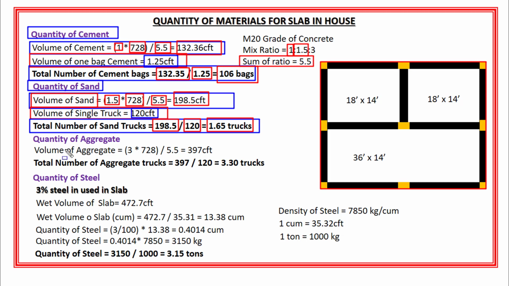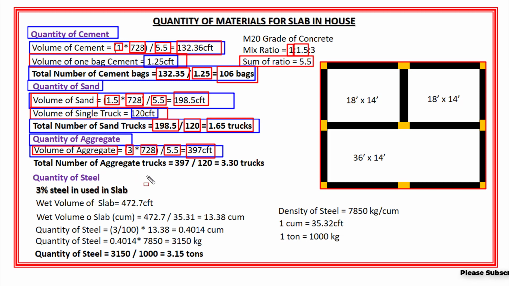Next is the quantity of aggregate. So the volume or quantity of aggregate is equal to 3, which is the ratio of aggregate, multiplied by the dry volume of concrete, which is 728 cubic feet, divided by 5.5. And after calculations, the total volume of aggregate is equal to 397 cubic feet, right?